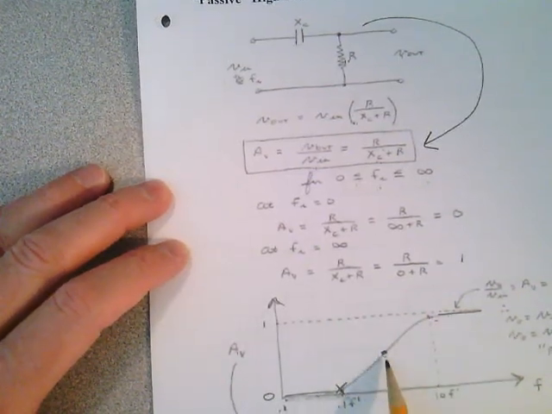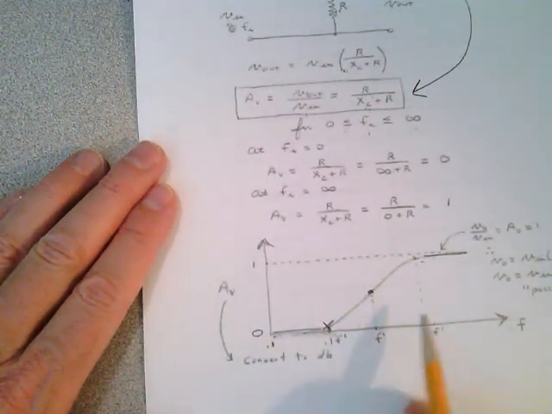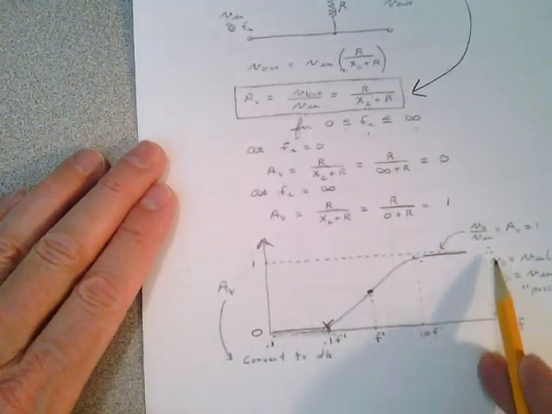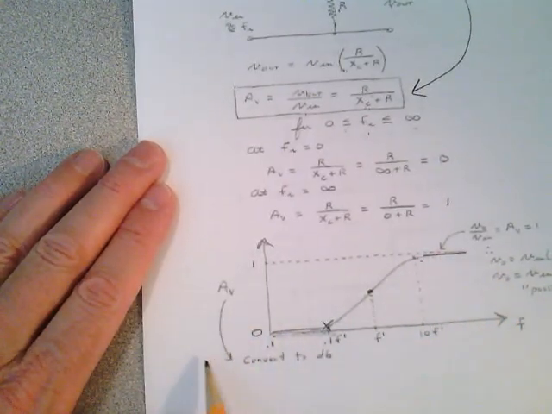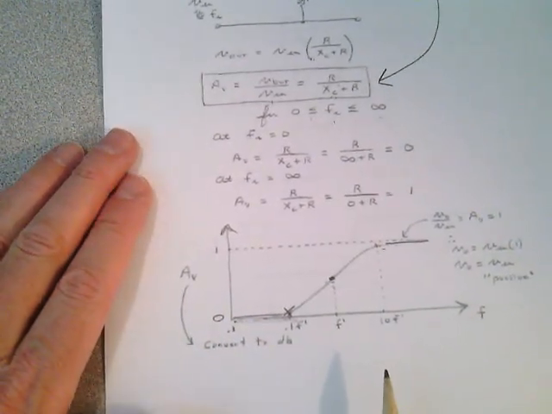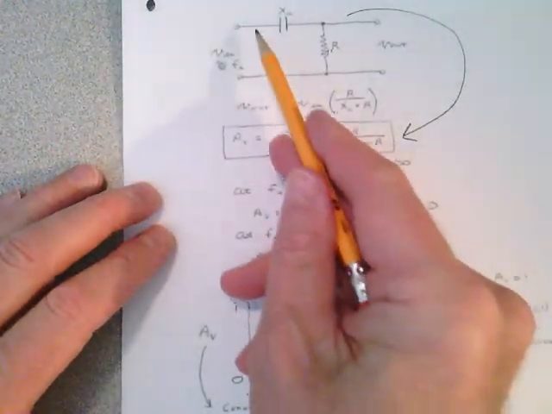But I want you to notice that just by looking at this waveform right here, I think you can see that it is a high-pass filter. It's passing the high frequencies, and the low frequencies are not allowed to pass. That has a lot of application. It's a passive high-pass filter because it doesn't use any active devices.